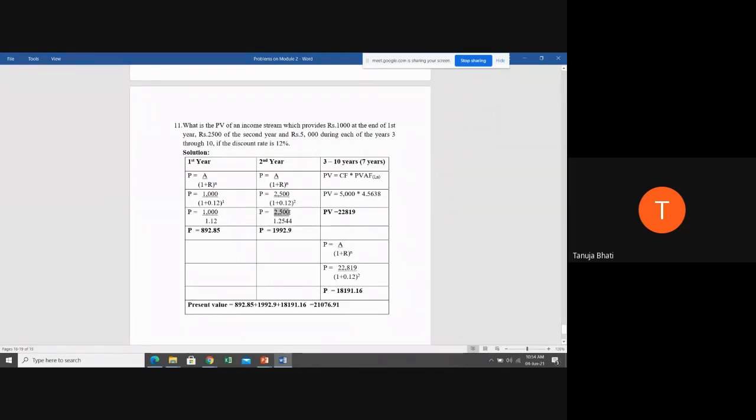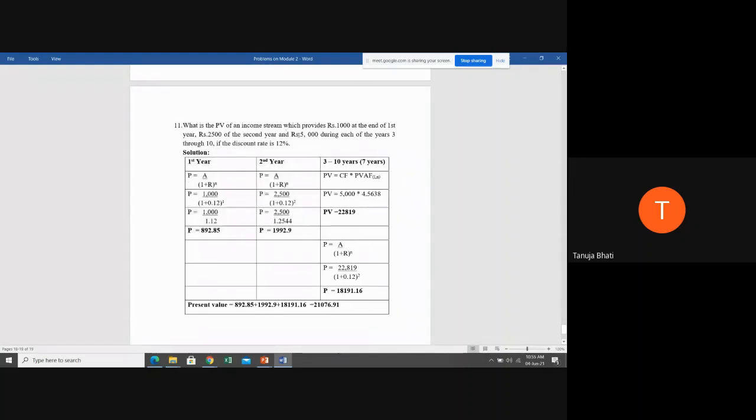So 2,500 divided by 1.12 raised to 2. You know how to solve this. That comes to 1.2544. So the present value of 2,500 that you're receiving at the end of 2 years, today the value is 1,992.9. So up to here, is it clear to everyone? Yes, ma'am.